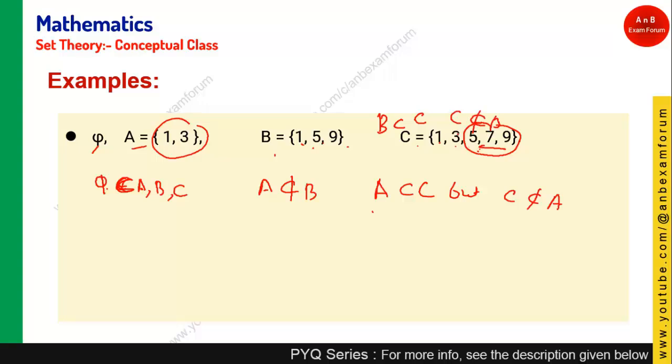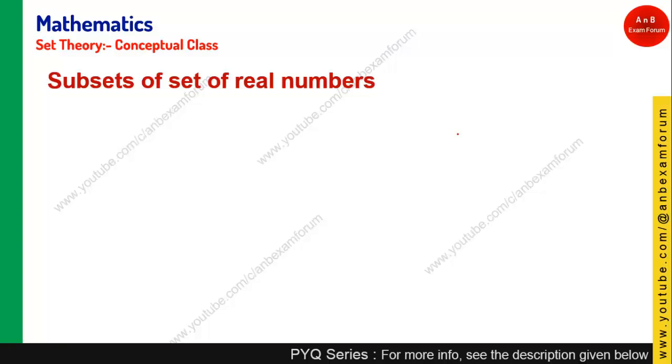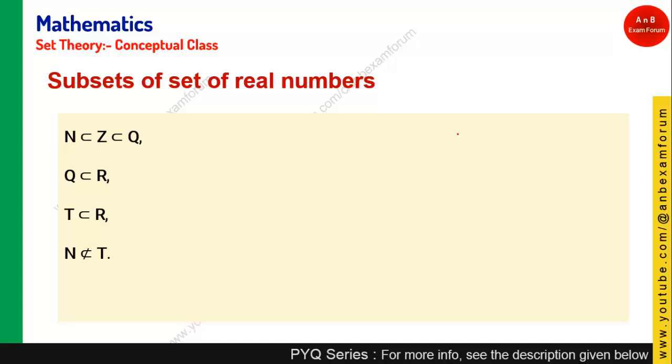Let's see the next category. It is a subset of the set of natural numbers, and there are various notations we have seen in the previous chapter, like N, Z, Q, R.